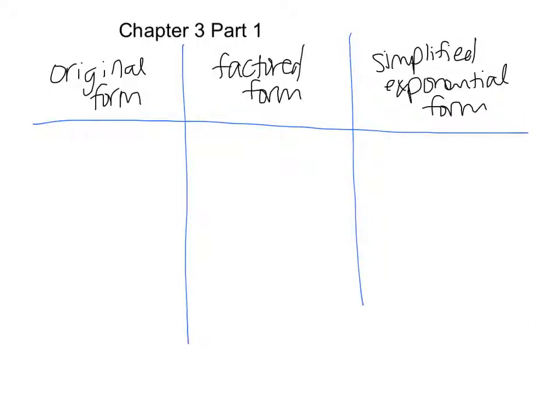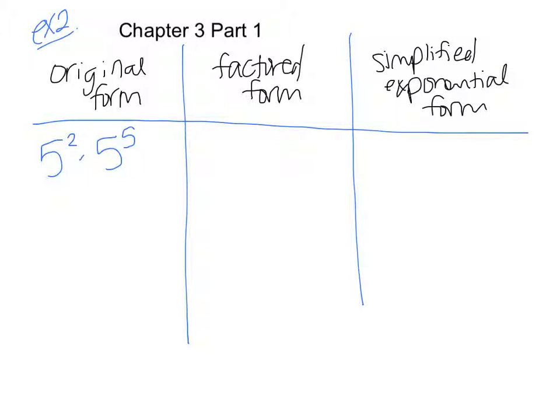In Chapter 3, Part 1, we are talking about simplifying and solving exponents. This is a very beginning, basic step. We're going to take a look at Example 2, which is on page 1 of the new Chapter 3 packet. So the first example in number 2 is the original form, which says that we have 5 squared times 5 to the 5th power.